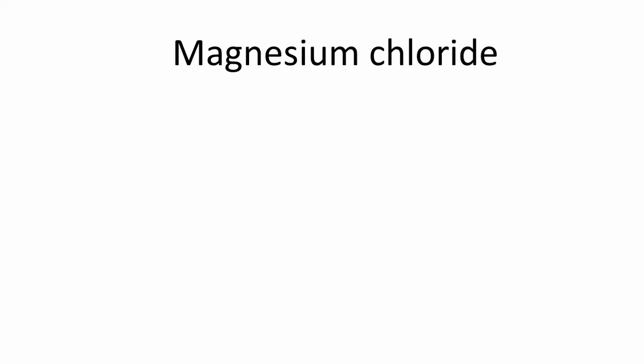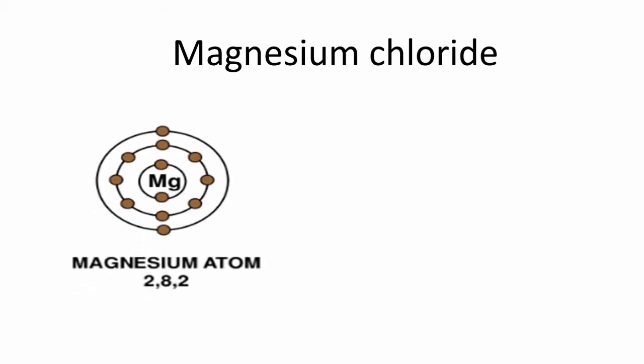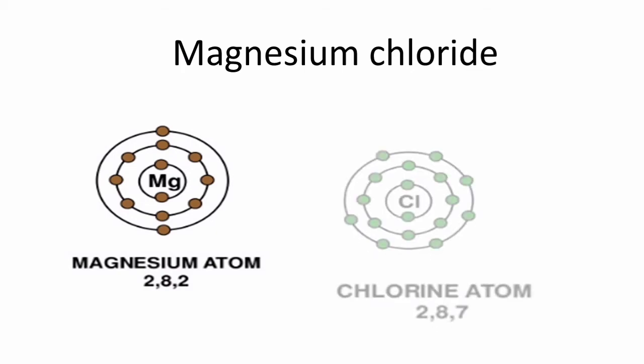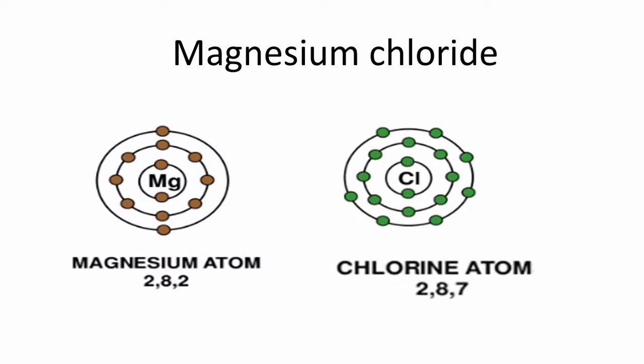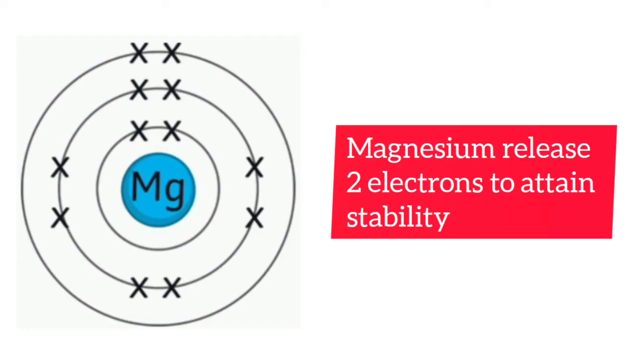Now let's understand the formation of magnesium chloride, which is also an example of ionic bonding. Magnesium chloride consists of the elements magnesium and chlorine. The configuration of magnesium is 2,8,2 and chlorine is 2,8,7. So the valency of magnesium is 2 and valency of chlorine is 1. This means magnesium has to release 2 electrons to attain stability.